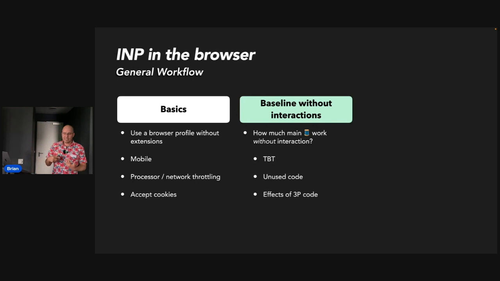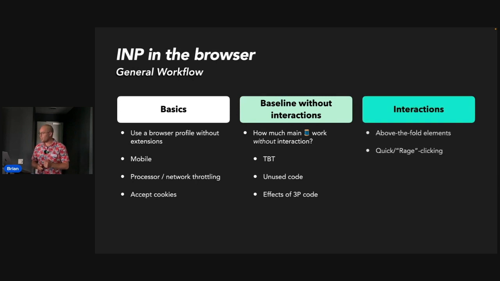Secondly, what I like to do is get a baseline. How does the page load? How is responsiveness without even interacting with the page? If there's a lot of work going on in the baseline, then I can deal with that in the first step. So how much main thread work is there without interaction? Maybe have a look at total blocking time, the amount of code that's being used, and I'll show that in a sec, and the effects of third-party code.